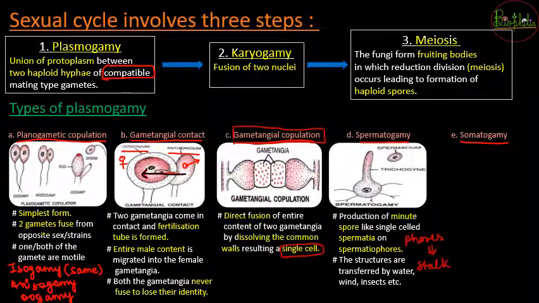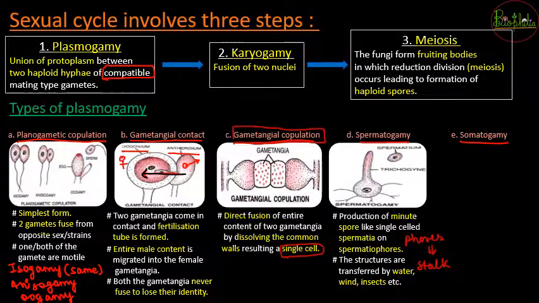Now these spermatia need to be transported up to the female gamete, so that transfer can occur by the means of water, wind, or even insects can transfer these spores up till the desired female gamete.